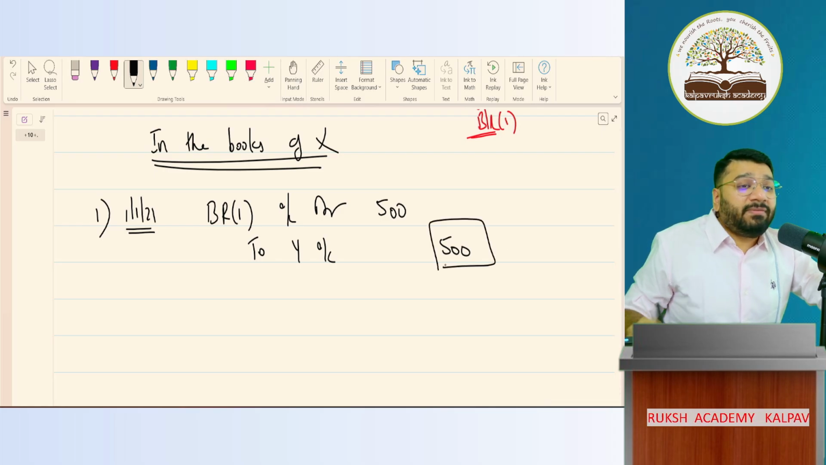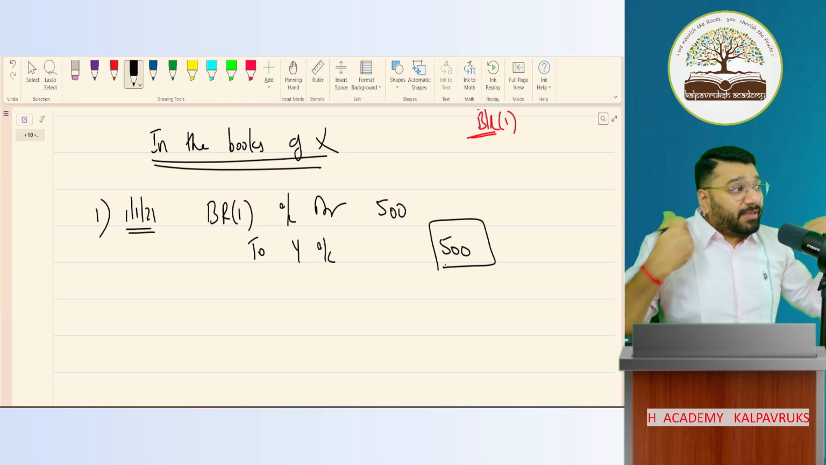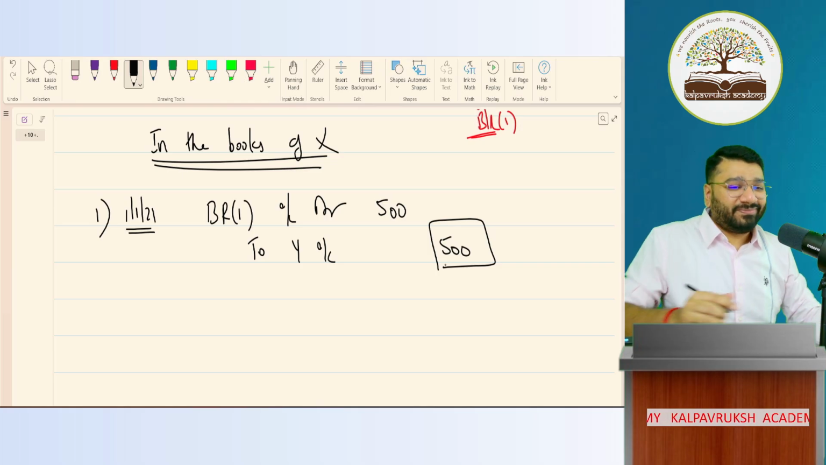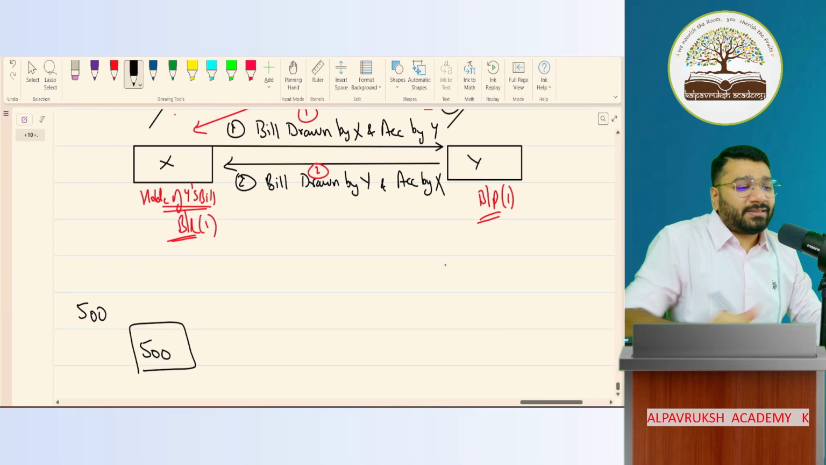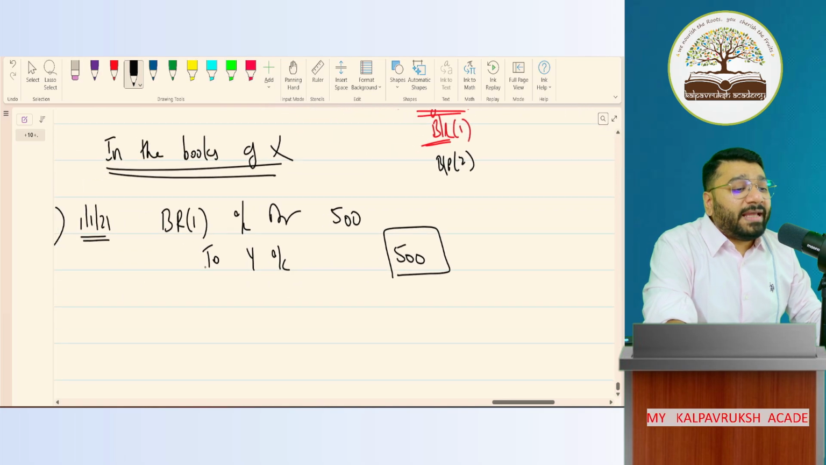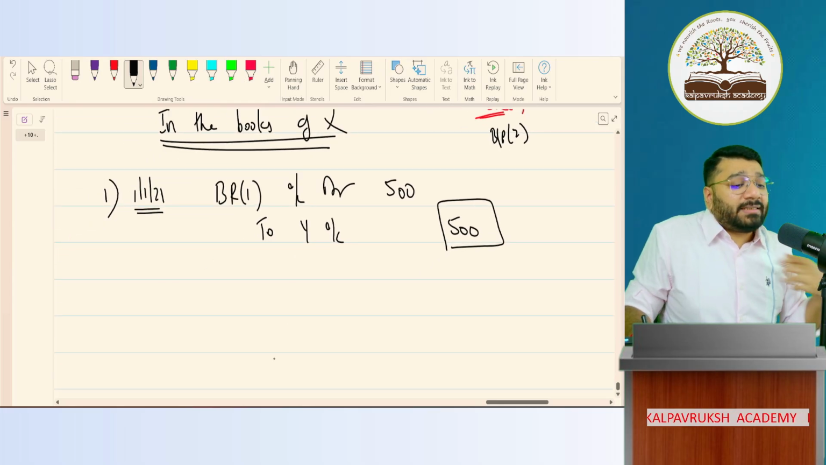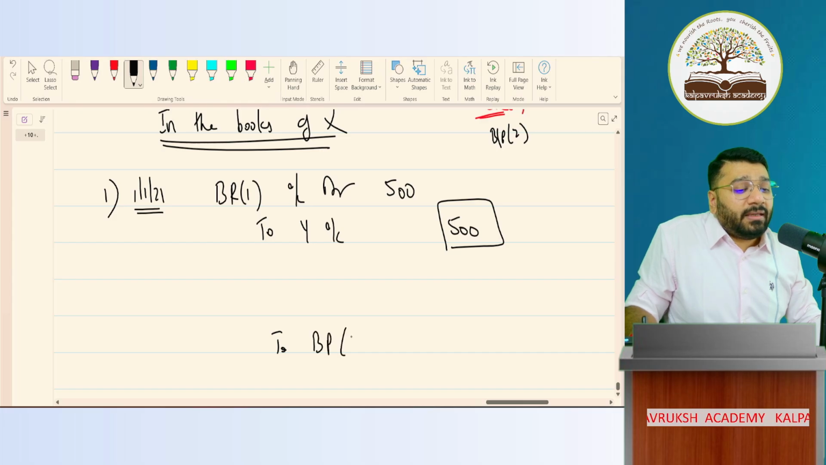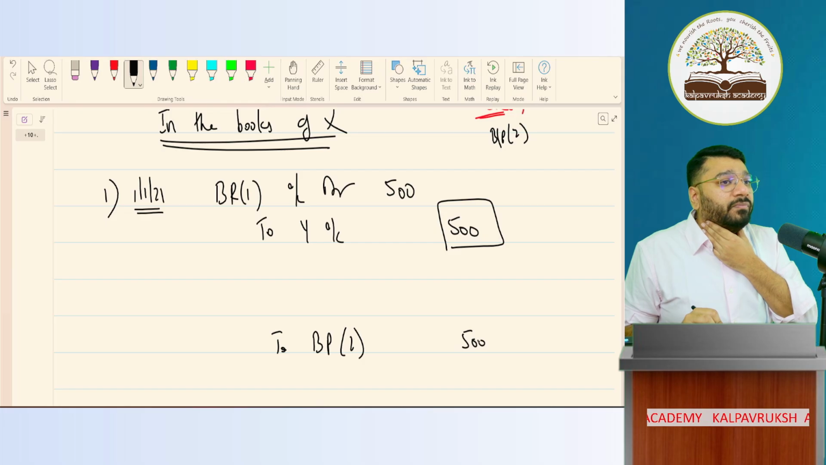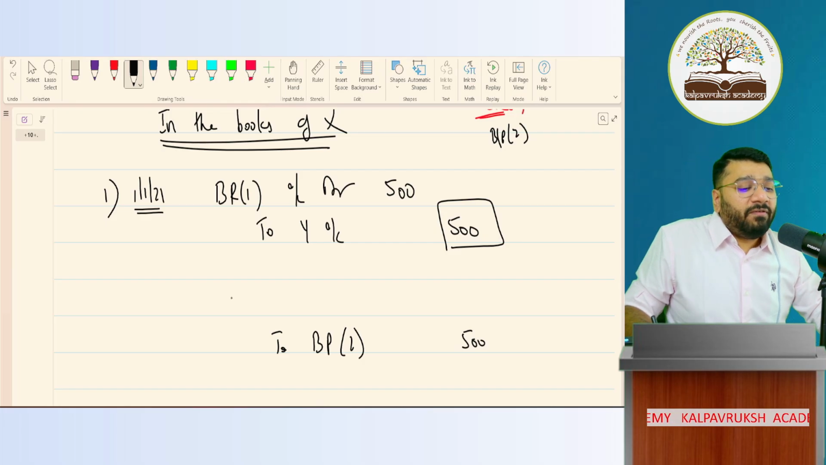But here Y has a trust issue. He says, I don't believe that you'll pay this money in future, so I will safeguard myself. How? I will draw one bill on you. You accept and give it. So now Y drew one bill on X. X accepted. For Y it is BR2, and the same amount is BP for X. The bill I accept is a liability, BP. How much? 500. This I have to receive from whom? Y. So Y account debit 500.